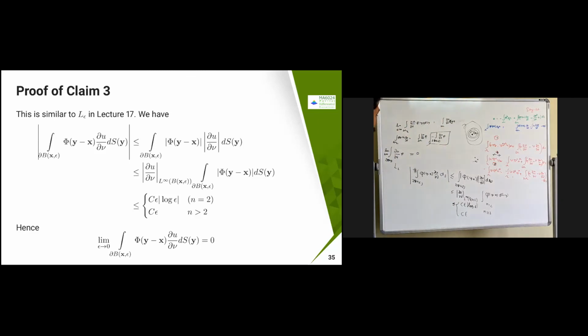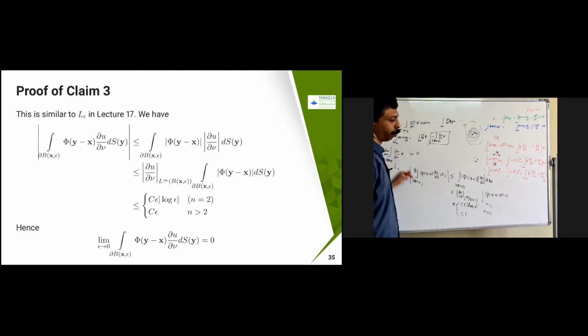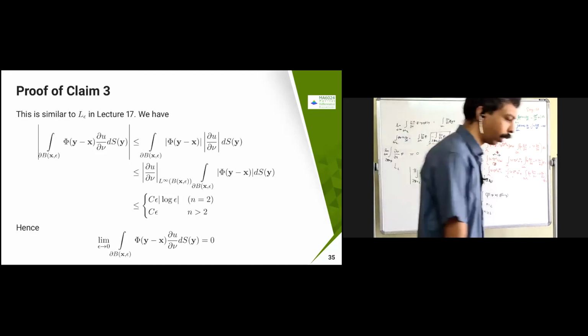Now we can see that if epsilon goes to 0, this is also going to become 0. Therefore this quantity is less than or equal to 0. But it is a positive quantity. If it is less than or equal to 0, that means it is also greater than or equal to 0. Therefore it is going to become 0. That's all.